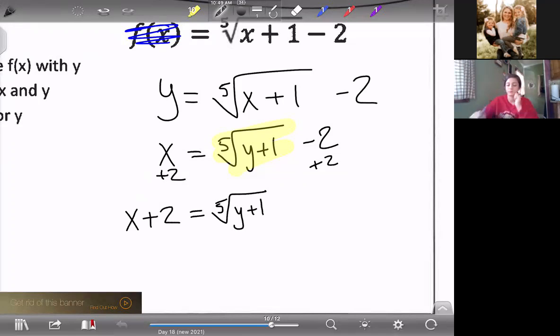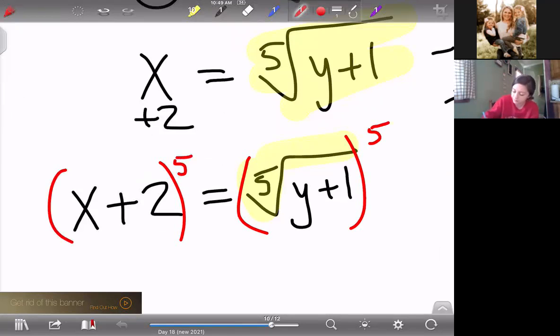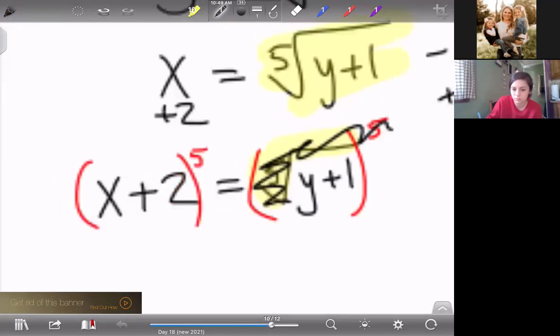So that's going to give me x plus 2 on the left-hand side equals the 5th root of y plus 1 on the right. Now, in order to get rid of this 5th root, I need to take both sides to the 5th power. So because it's the 5th root, I'm going to take both sides to the 5th power. 5th root and 5th power here are going to cancel.